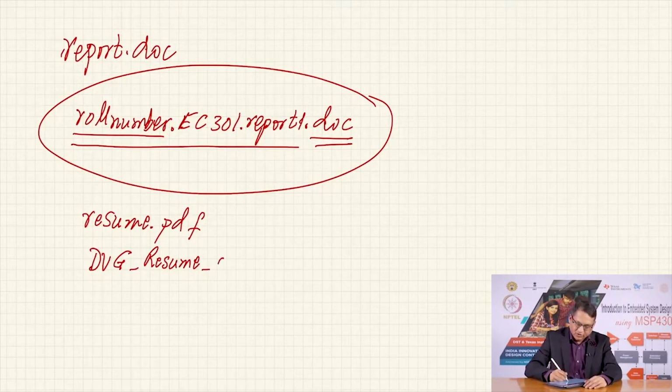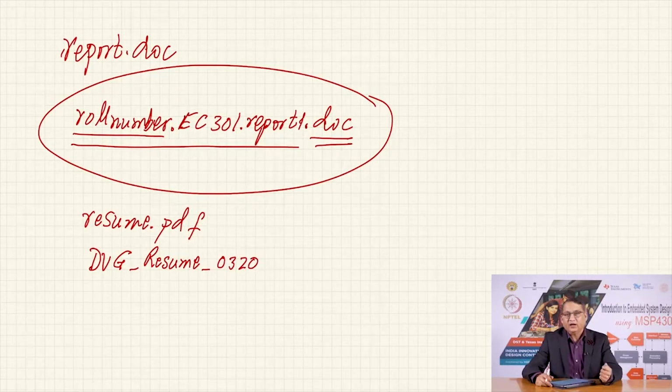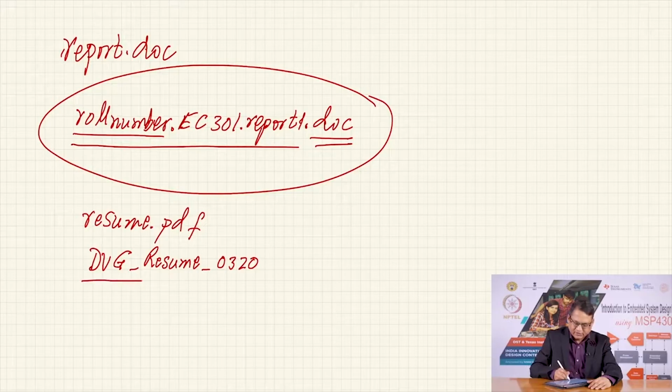For example, it could be 0320, and here 0320 tells me that I created it in the 3rd month of the year 2020, and this way I am able to know which is the latest resume that I have kept in my files, and the person who receives it can make out that this is a resume for a person whose initials seem to be DVG.